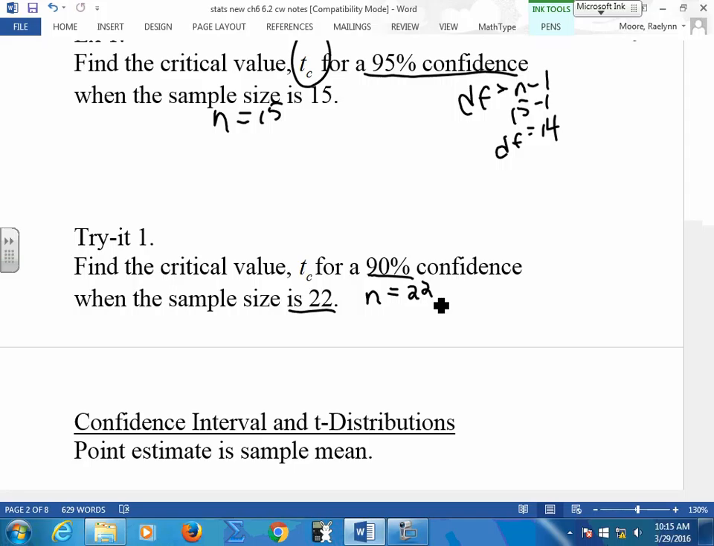Yes. So everybody try to find the TC associated with that confidence level. Use your table A18 in the back.